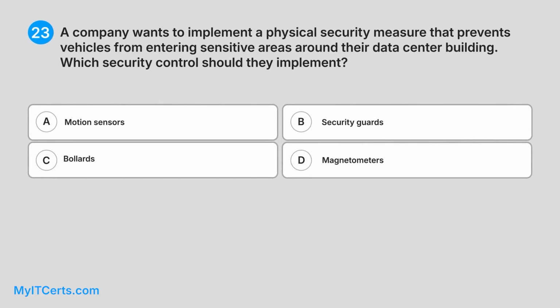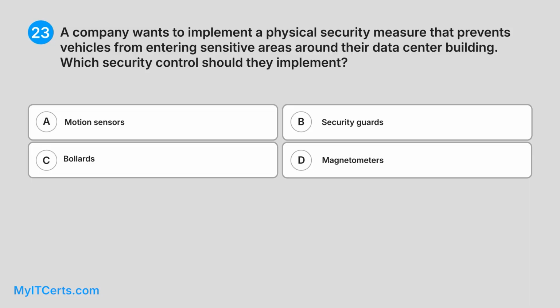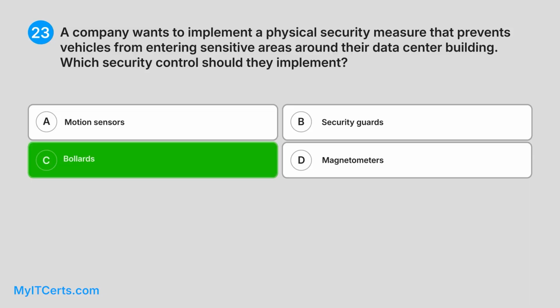23. A company wants to implement a physical security measure that prevents vehicles from entering sensitive areas around their data center building. Which security control should they implement? A. Motion sensors. B. Security guards. C. Bollards. D. Magnetometers. Do you know the answer? Correct answer: C. Bollards.